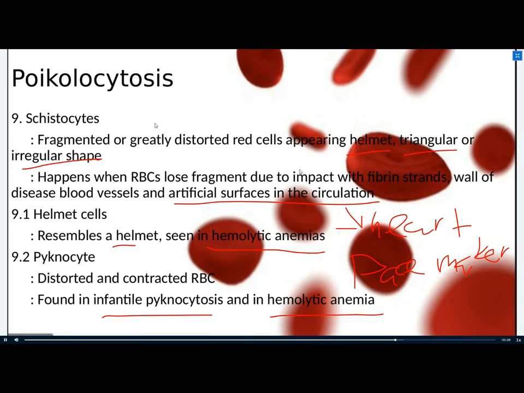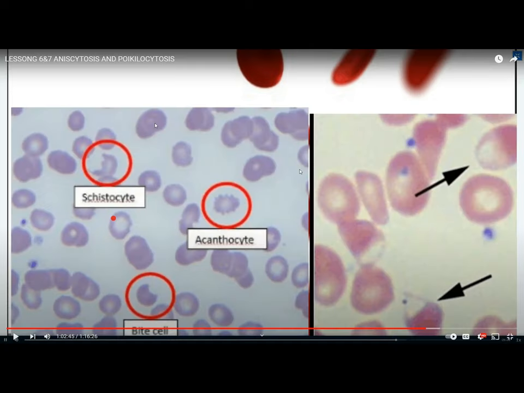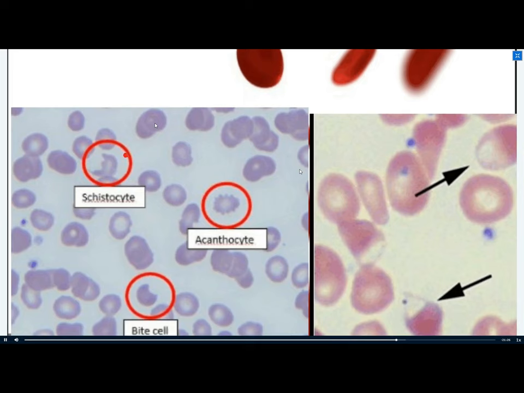Found in infantile pycnocytosis and hemolytic anemia. Please take a screenshot and add it into your notes. So this is your schistocyte. This one would be your helmet cell. And this one would be your pycnocyte.